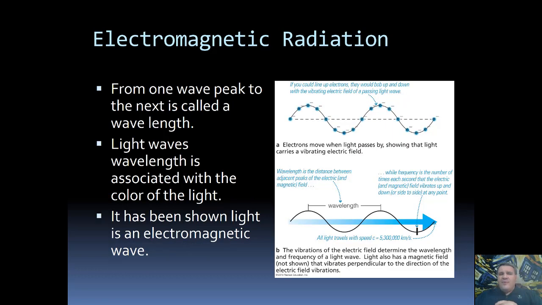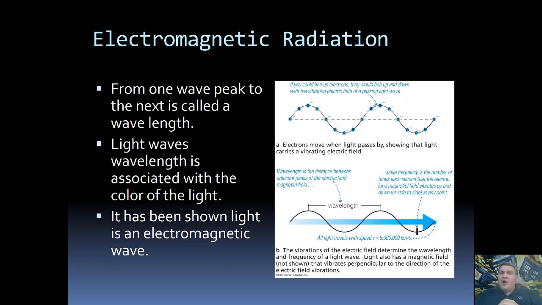Now, over time, as people were trying to figure out what kind of wave light is, it was determined that light is an electromagnetic wave. What this means is light actually travels because of the properties of electricity and magnetism. We're not going to get too deep into it right now. You can just nod your head and smile at that part. But do remember that light is an electromagnetic wave.